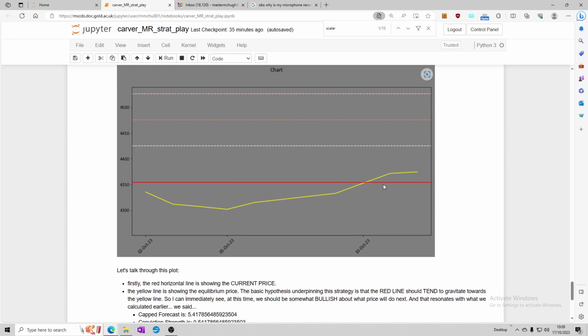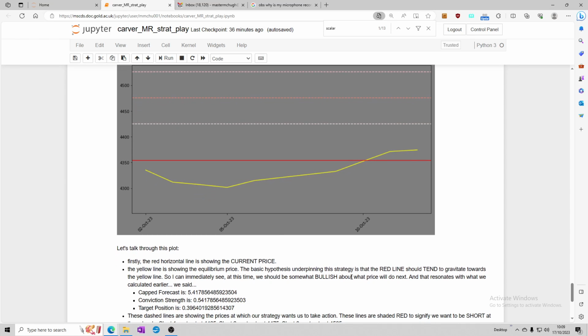So I can immediately see at the current time, we should be somewhat bullish about what price will do next, because the current price is below the equilibrium price. And that resonates with what I calculated earlier. I calculated a capped forecast of 5.4 and a target position of 0.39. These are positive numbers. It's telling us, let's be bullish. We want to be long.